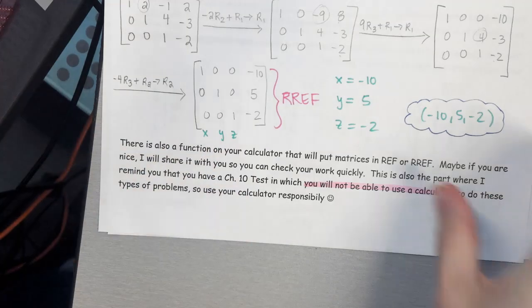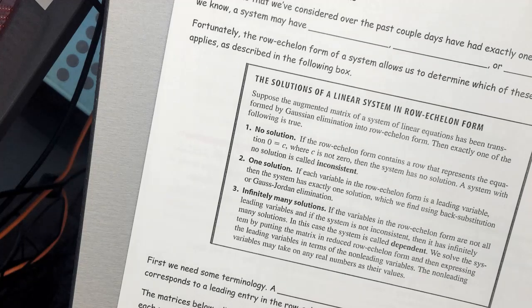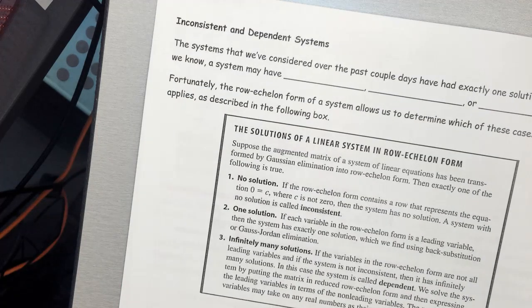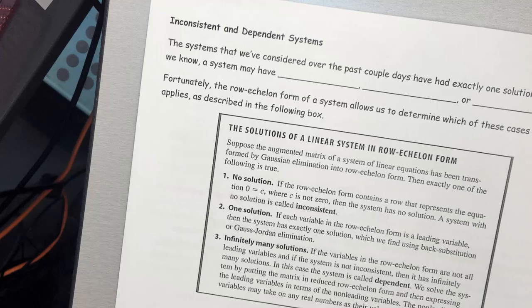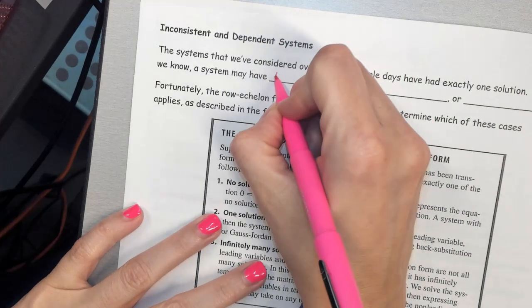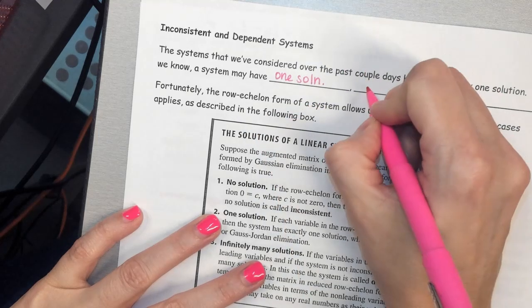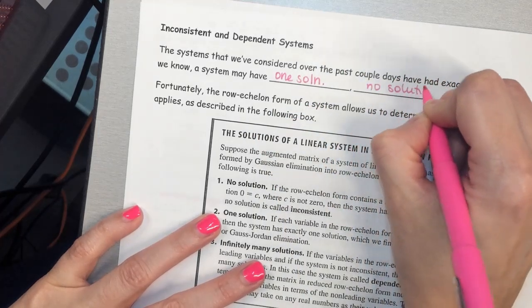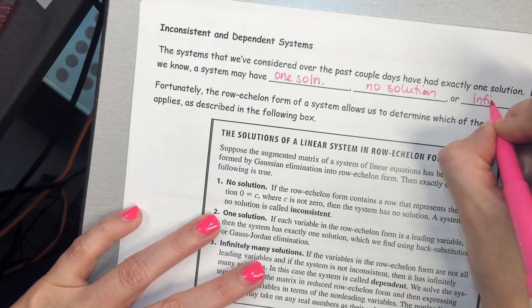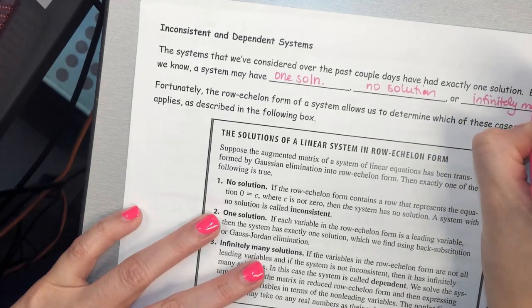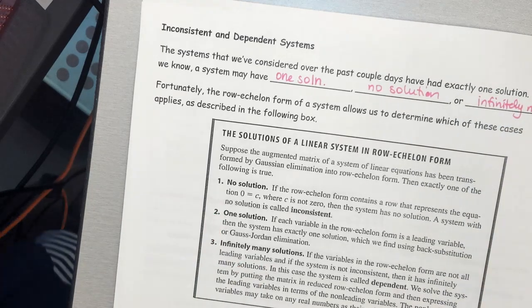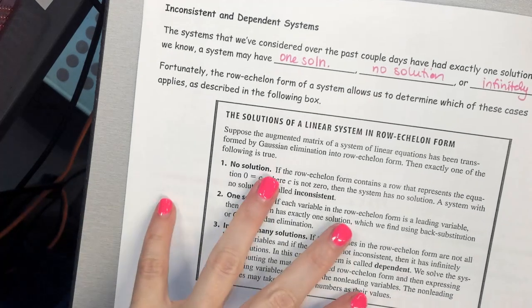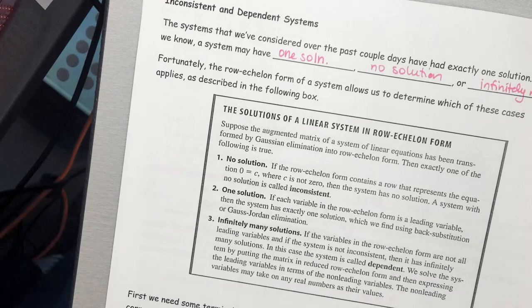Okay. All right. And then the last thing we're talking about is just some special cases here. So inconsistent and dependent systems. All the ones that we've looked at have had exactly one solution, but a system can have one solution, it can have no solution, or it can have infinitely many solutions. So the row echelon form of the system allows us to determine which of those cases applies, and they outlined it for you in this information box.